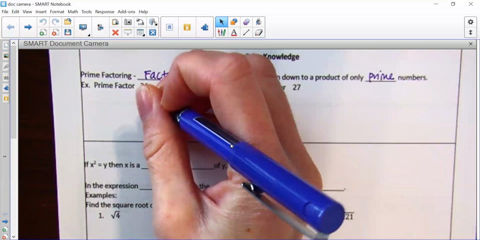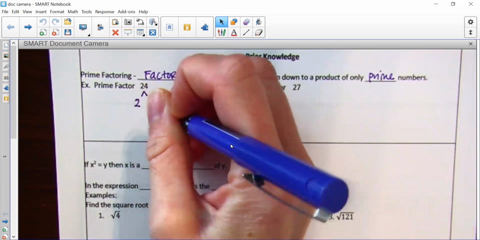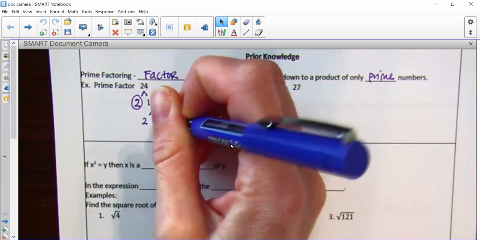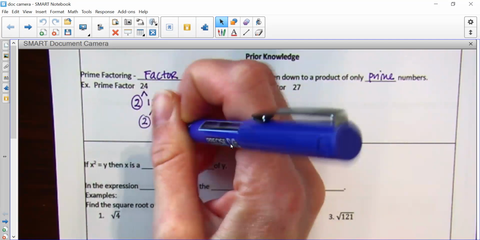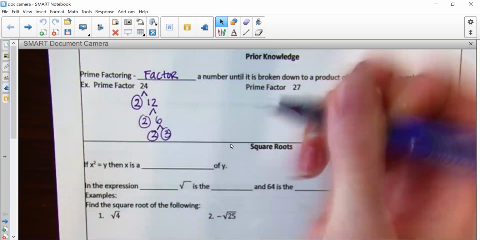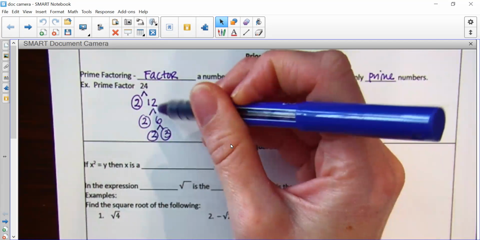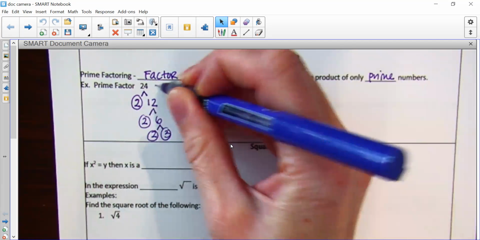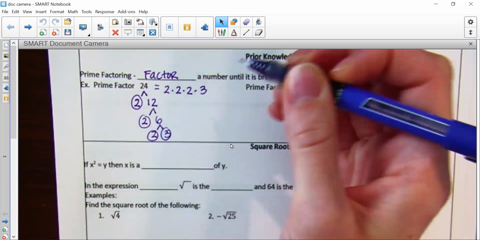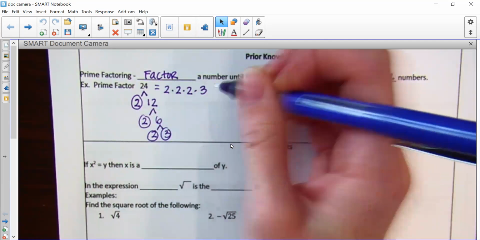So I start by making a factor tree. And I noticed that 2 goes into 24, so 2 times 12. And then 12 can be broken down into 2 and 6, and then 2 and 3. So now that I've broken down every factor into just prime numbers, I can rewrite 24 as 2 times 2 times 2 times 3. If I did this correctly, this should multiply out to 24.